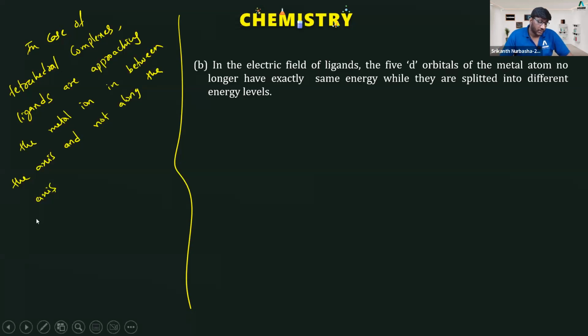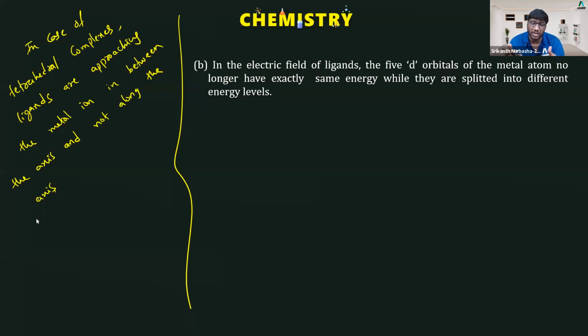Okay, fine. So in simple logic, in octahedral complexes, ligands are approaching along the axis: plus x, minus x, plus y, minus y, plus z, minus z. Square planar complexes, ligands are approaching along plus x, minus x, plus y, minus y only, no ligands in the z direction. Tetrahedral complexes, ligands are not approaching along the axis, they are approaching in between the axis.